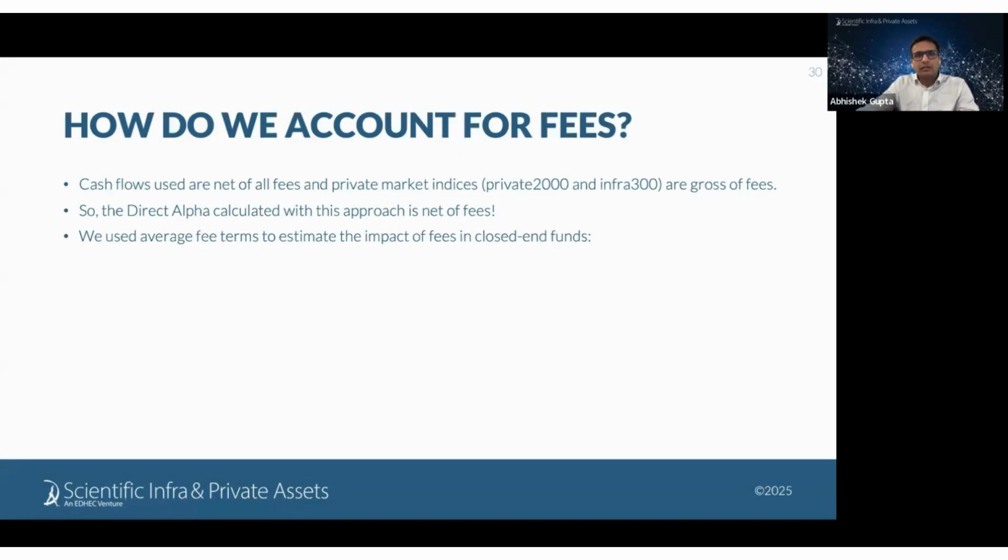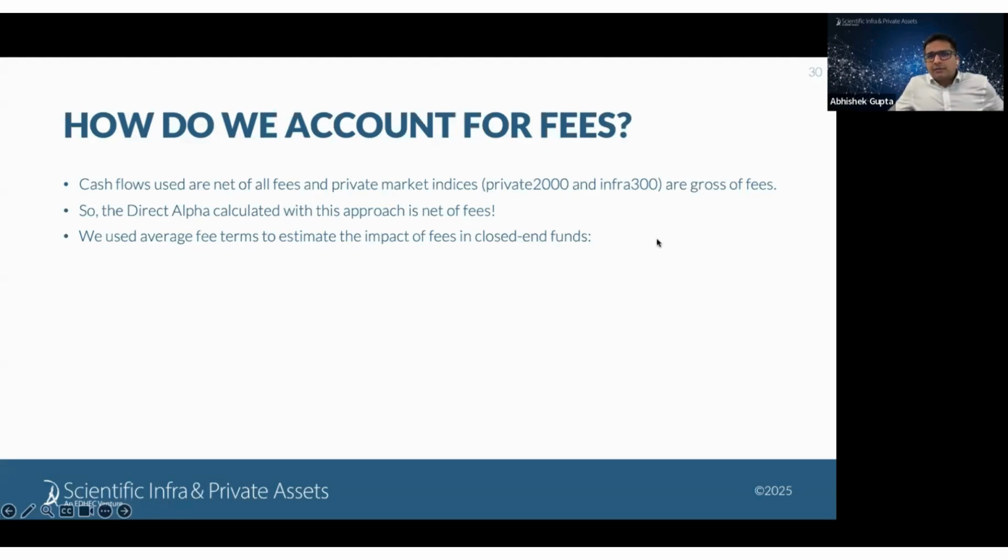We wanted to address this point in two ways. One, we wanted to show that the cash flows that we use from funds are net of all fees. And these private market indices are asset level, so they are gross of fees. And remember, the direct alpha approach takes those same cash flows and buys and sells that index. So if the cash flows are net of fees, the direct alpha that we calculate with this approach is also net of fees. So keep this in mind, and I'll come back to this point again, how direct alpha relates in terms of the fees and how we can think about it.